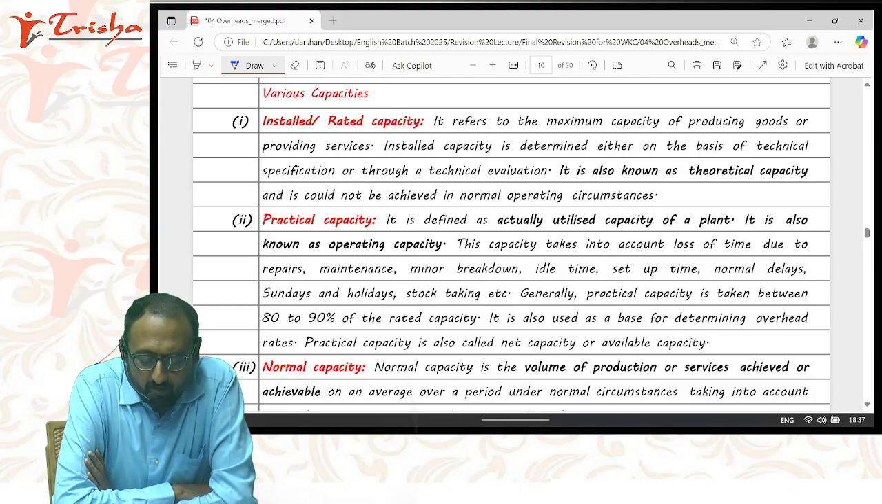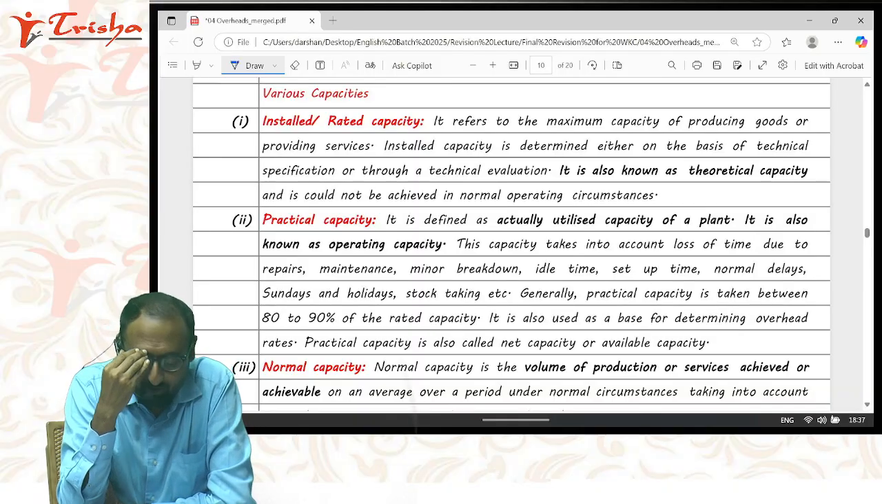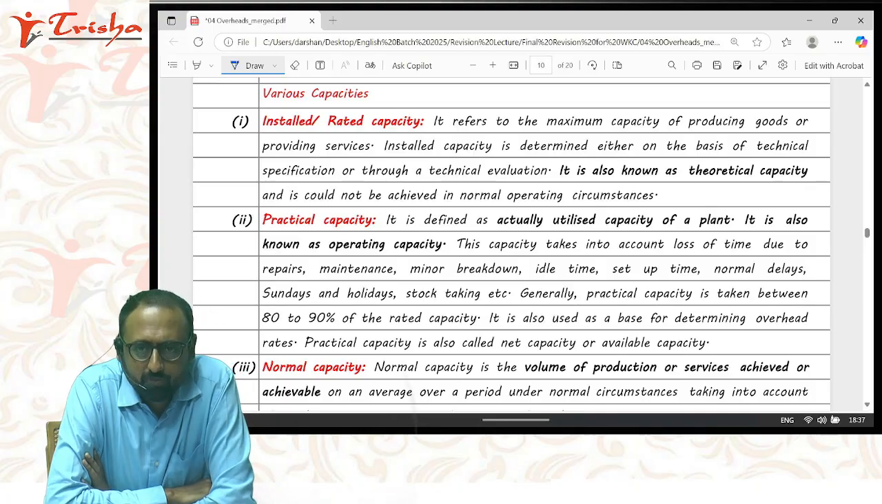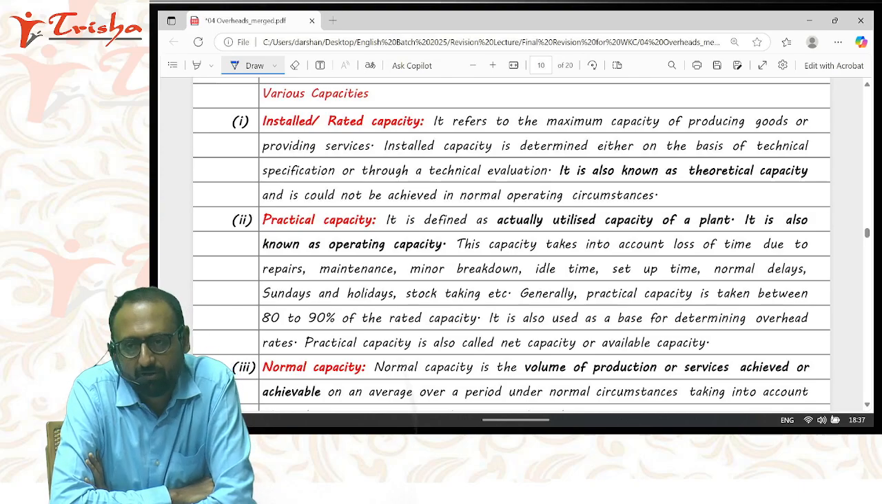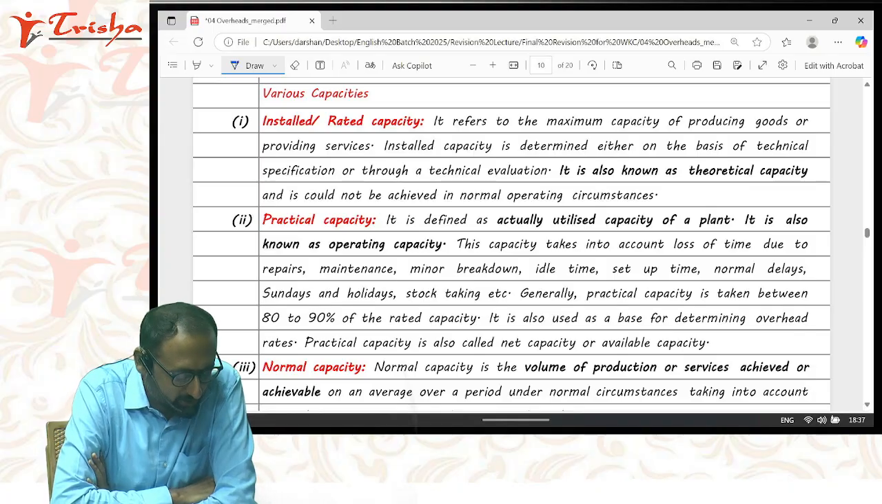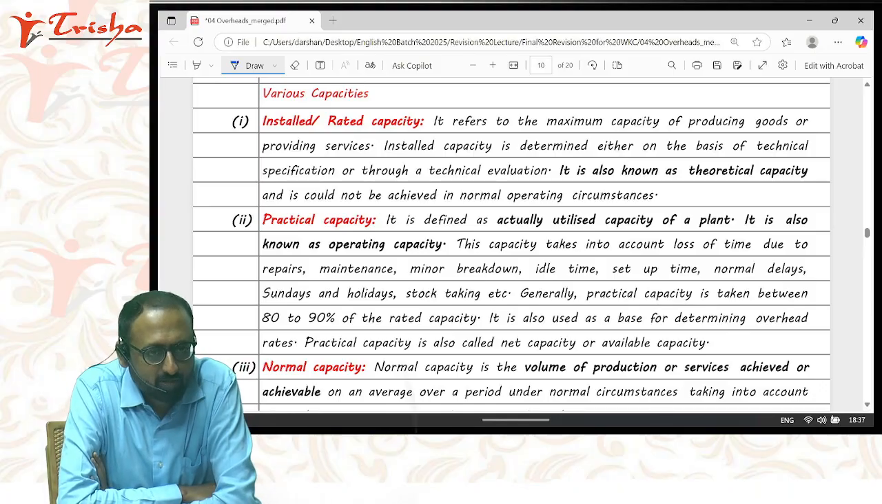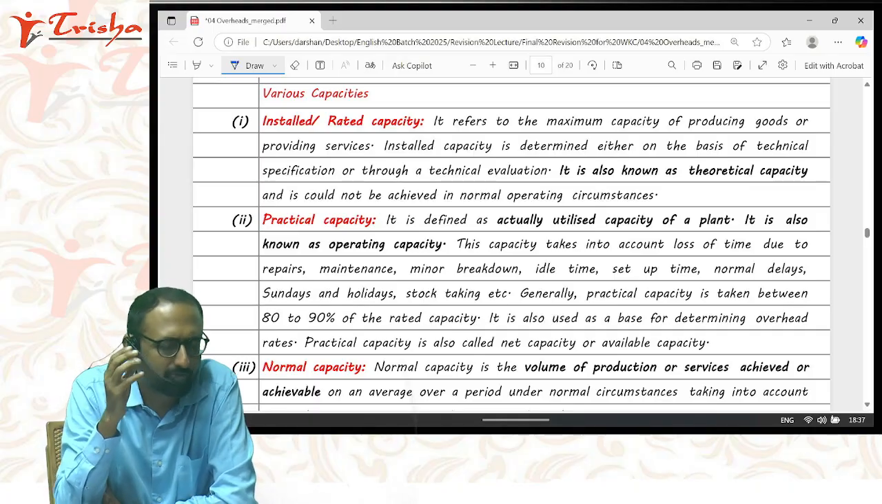Yes, sir. Now, the next very important concept we'll move to is your capacity concept. There are 5 types of capacity. You'll have to remember those 5 capacities. First one is installed capacity. Second one is your practical capacity. Third one is your normal capacity. Next ones are actual capacity and idle capacity. Full concentration here.